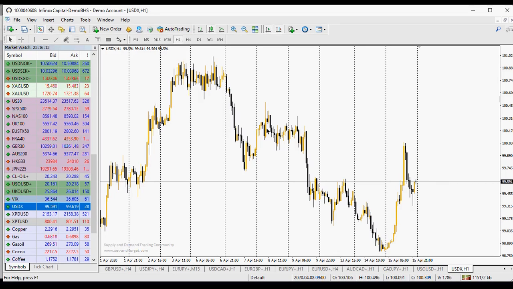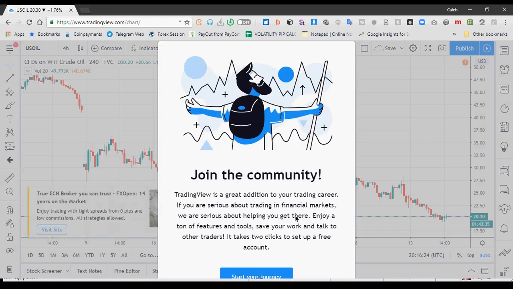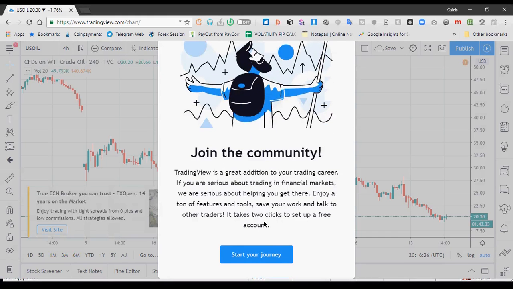The US index is not trading currency to currency. This is simply the US dollar index. If you have a broker that doesn't have it, you can always go to TradingView.